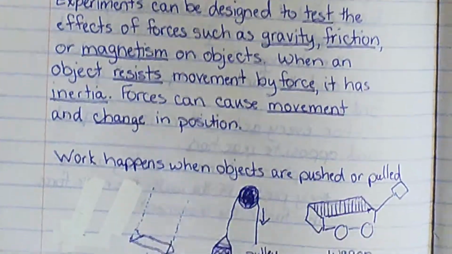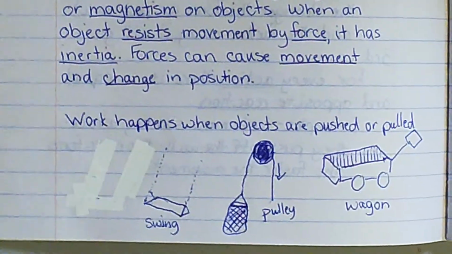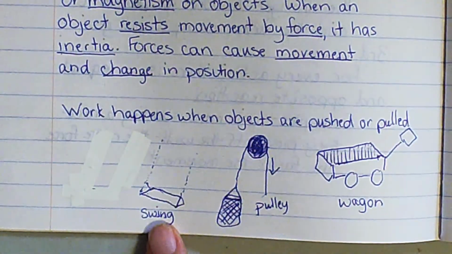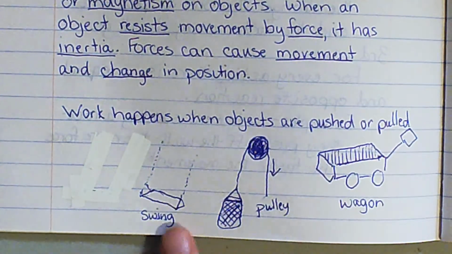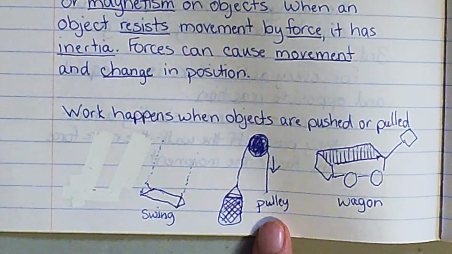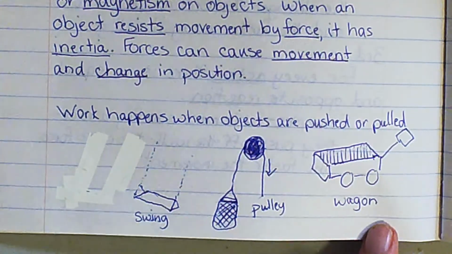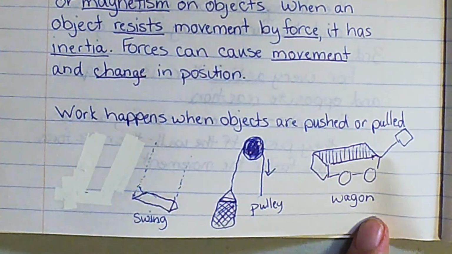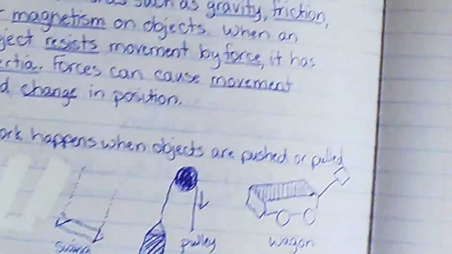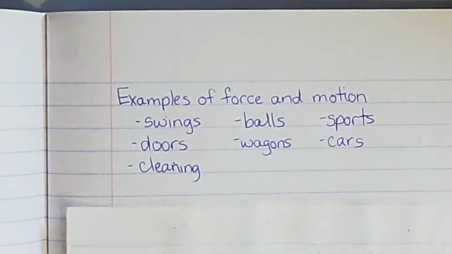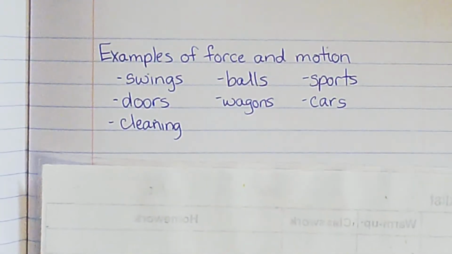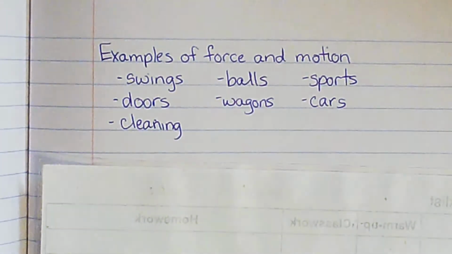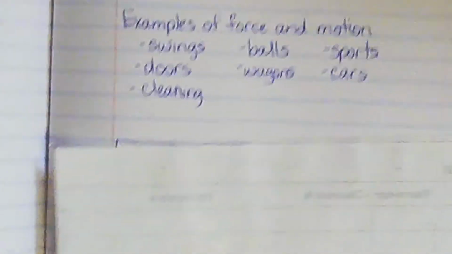Now, also, work happens when objects are pushed or pulled. So when you have a swing, that is showing work. A pulley is showing work because it's pushed or pulled, and a wagon, when it's pushed or pulled, is also showing work. So we have some examples of force and motion. When we think of examples, we can think of swings, balls, playing sports, doors, wagons, cars. If you're cleaning, those are all showing force and motion.